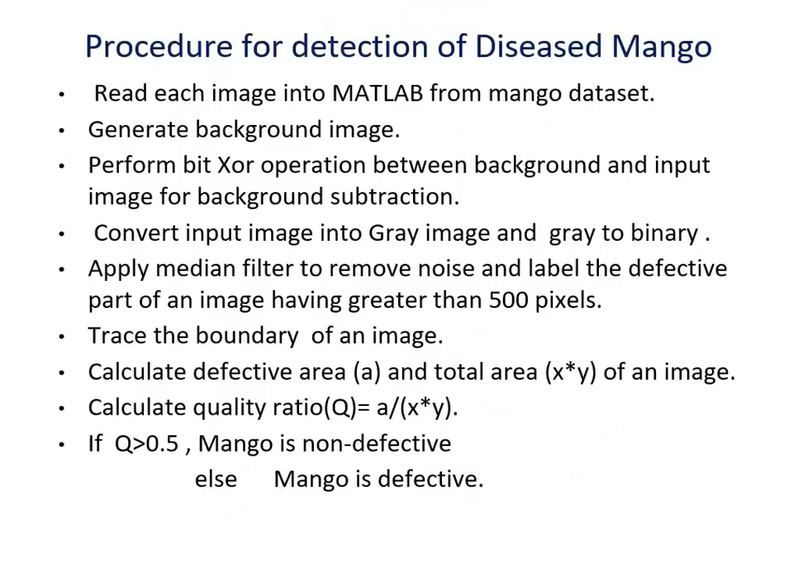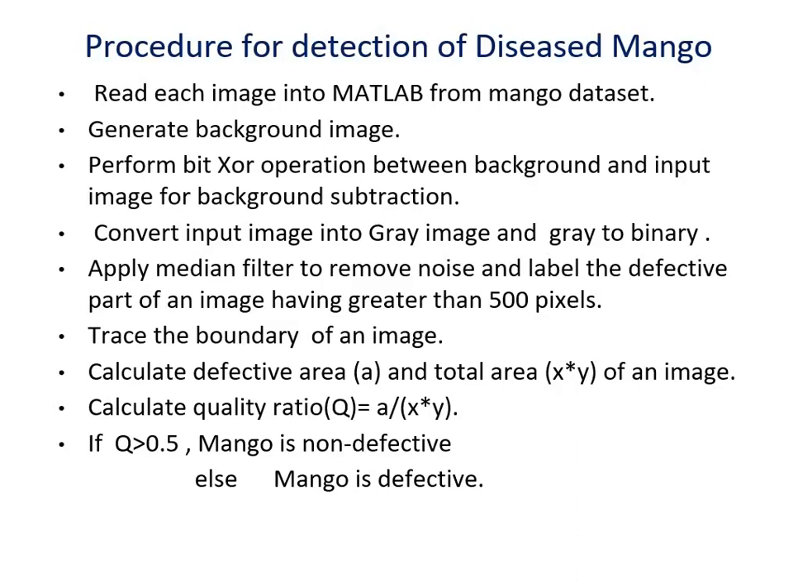Coming to the procedure for detection of diseased mango, we read each image into MATLAB from the mango dataset. Then we generate a black background image. Then we perform bitxor between the background and the input image so that the mango image is highlighted. After that, we convert the input image to a gray image and then to a binary image. Then we apply a median filter in order to remove noise. Then we perform connected component analysis.